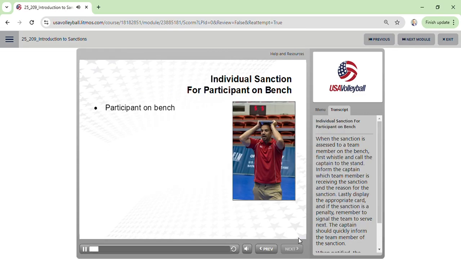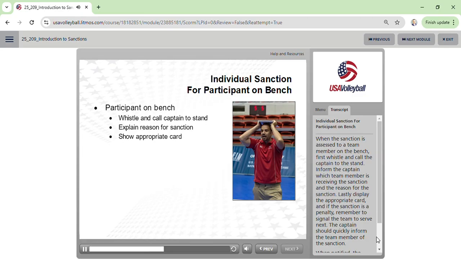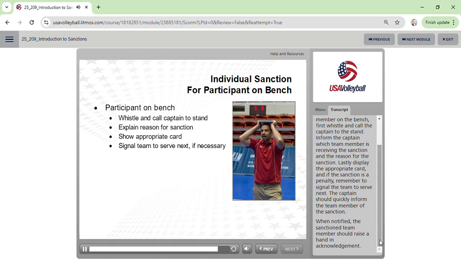When the sanction is assessed to a team member on the bench, first whistle and call the captain to the stand. Inform the captain which team member is receiving the sanction and the reason for the sanction. Lastly, display the appropriate card, and if the sanction is a penalty, remember to signal the team to serve next. The captain should quickly inform the team member of the sanction. When notified, the sanctioned team member should raise a hand in acknowledgement.